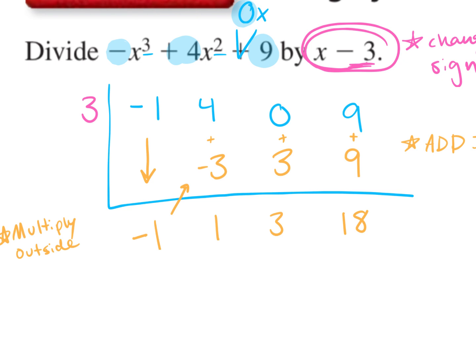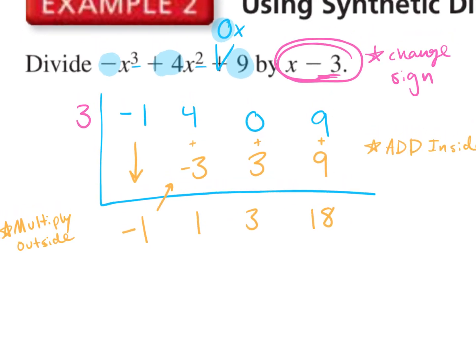Now, these are just the coefficients of our answer. We need the x's in there too. If my question started with x to the third power, my answer is going to be 1 degree less than that. So my answer has to start with x to the second power, and then we just go down from there. The next number is going to be x, the next one is our constant, and the last number is our remainder.